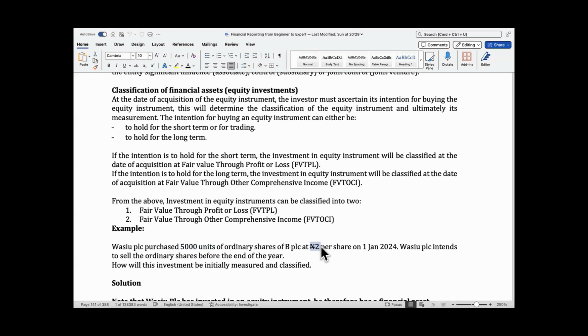We're told that we intend to sell the shares before the end of the year, which goes to show that we are holding it for trading or for the short term. And from here, we say that if you are holding it for trading or for the short term, you should classify it at fair value through profit or loss.